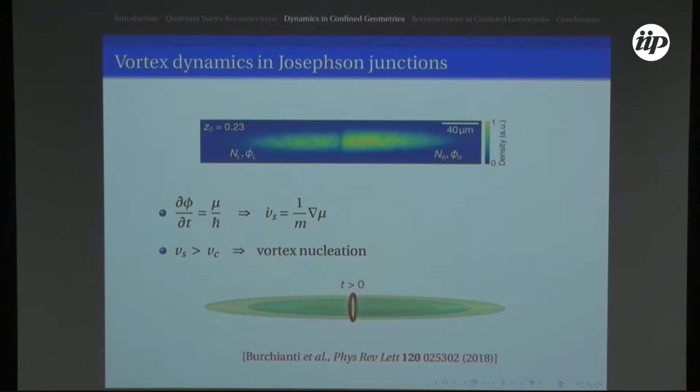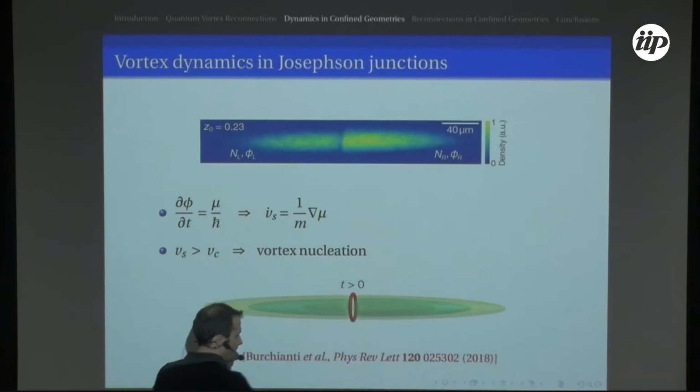So when the superfluid velocity is greater than a critical velocity, which is of the order of the velocity of sound, you have a vortex nucleation. Where does the vortex nucleate? The vortex nucleates exactly in the middle plane, but outside the Thomas Fermi surface.